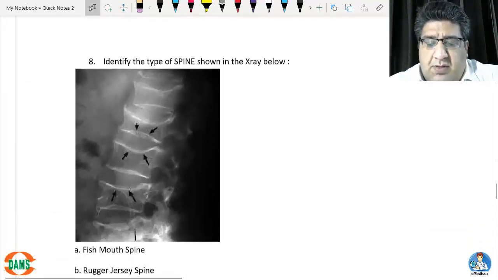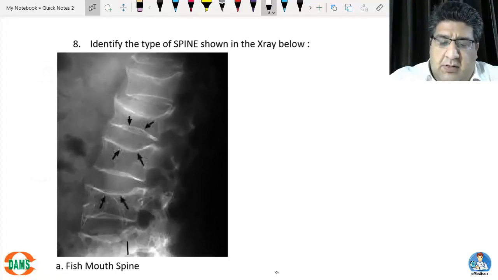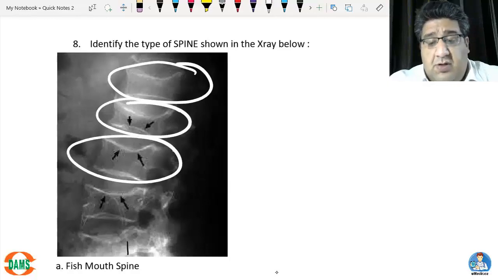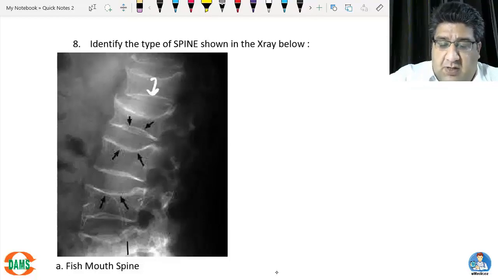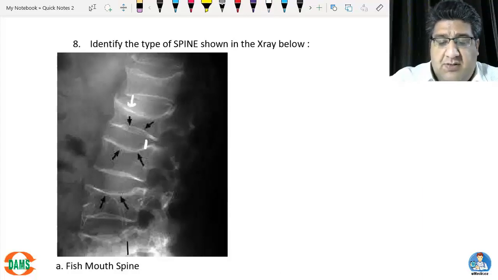Now question number 8. Identify the spine shown here. So you have one vertebral body, another vertebral body, then another vertebral body. You have 3 different vertebral bodies. I'm sure you guys can see them very clearly here. You can see the height of one, you can see the height of another, and then you can see this one. So do you see this concave superior end plate, concave inferior end plate? I'm sure you guys can see all of these.